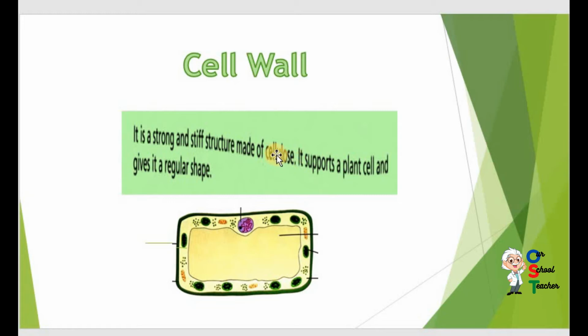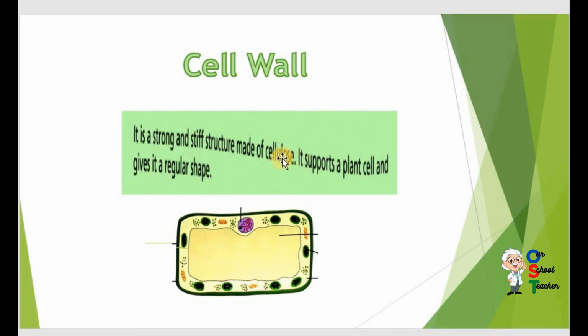Cellulose is a material made up of oxygen, hydrogen and carbon. Actually, it contains a lot of fiber. We don't have any enzymes by which we can digest it. We cannot digest this cellulose.